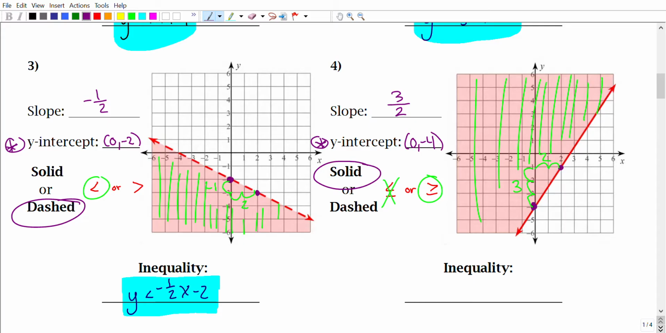Let's write our inequality and throw it all together. So we have y is greater than or equal to 3 halves x minus 4. All right. Awesome. So we have our inequality for problem number 4.